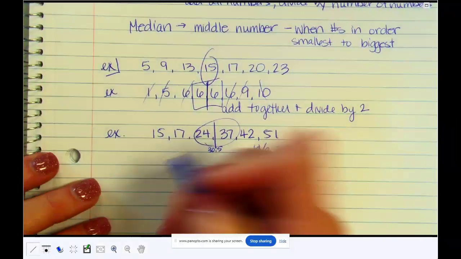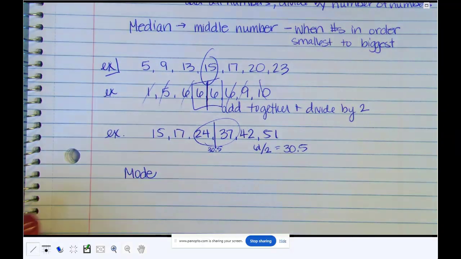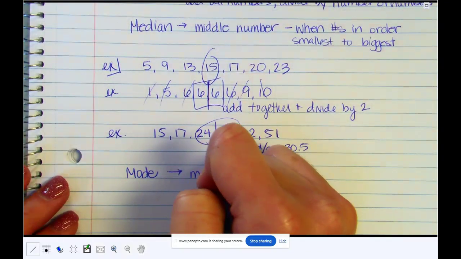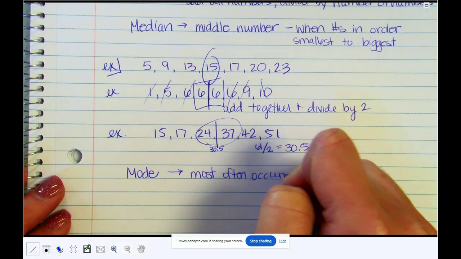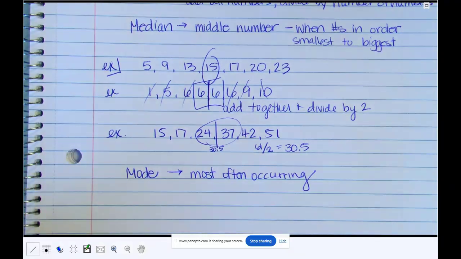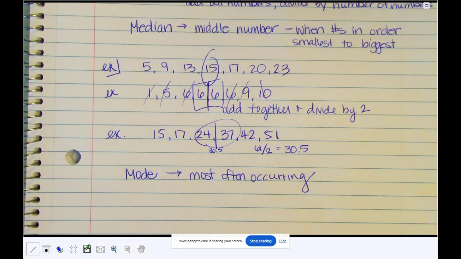Okay, last one is the mode. Okay, mode. What's mode? Do you remember? It's the one that happens most often. Okay, the mode is the one that happens most often. So it's occurring most often. So write that down, and then we'll go back to our list on the board.